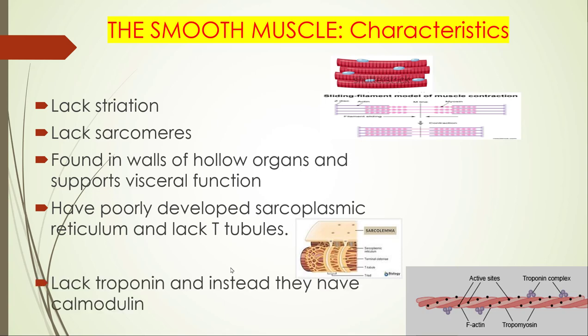They lack troponin, and instead they have calmodulin. This is the troponin complex which is not present in smooth muscle. In smooth muscle, this complex is replaced by calmodulin, and they are slowly contracting muscles.